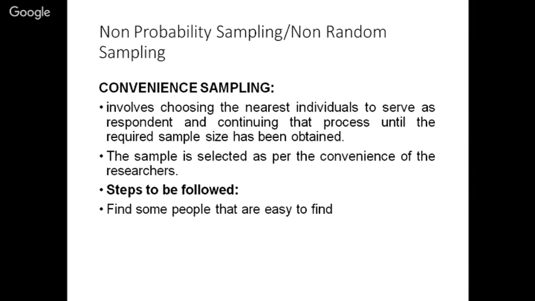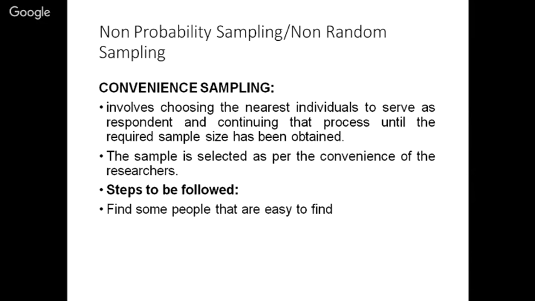Convenience sampling involves choosing the nearest individual to serve as a respondent and continuing the process until the required sample size has been obtained. For example, I need to conduct a survey on a textile industry, and I am going to choose the convenience sampling technique. For a textile industry, I go to a nearby textile industry and select the sample from that particular industry only, rather than going to different textile industries. This depends upon the convenience of the researcher when he is going to select a sample.